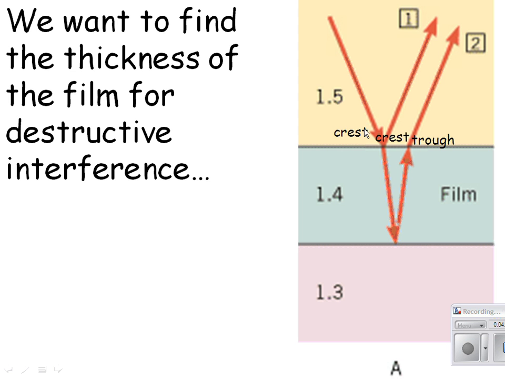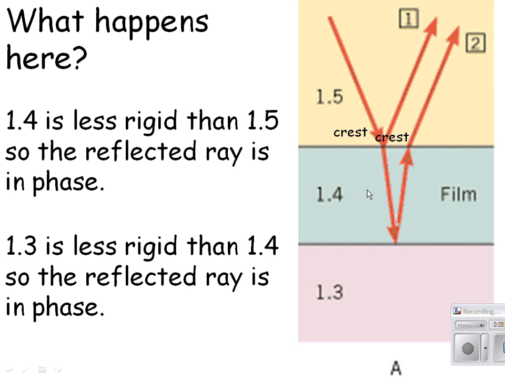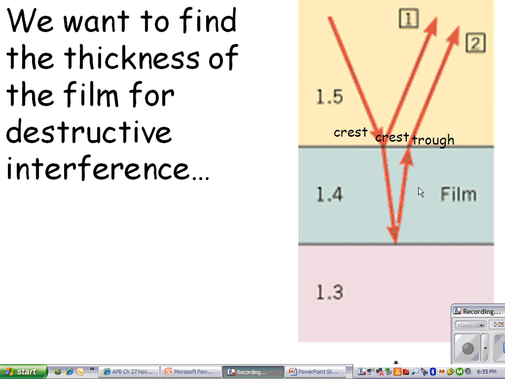for destructive interference. So what you have to understand is, if it's coming in as a crest, it'll come out as a crest. You'll see the crest right there, because you're going from a high index of refraction to a lower index of refraction. And since you want destructive interference, this wave right here coming back up is a trough. Why do you want this to be a trough right here? Because you want this crest and this trough to interfere destructively.